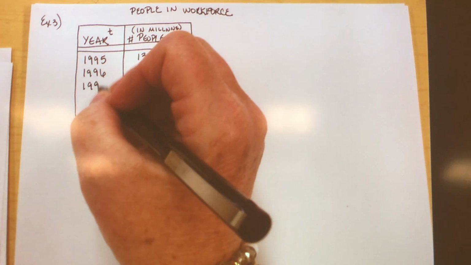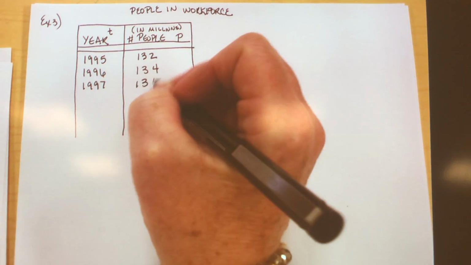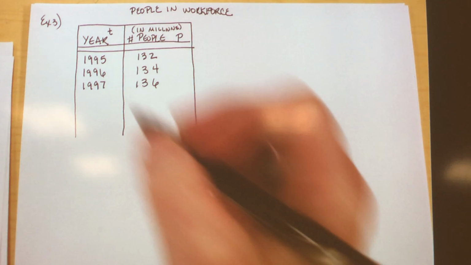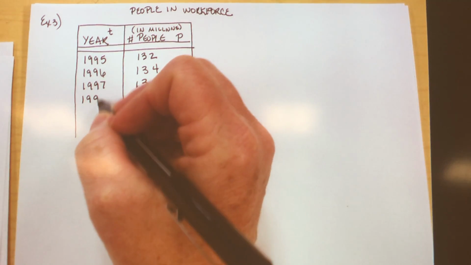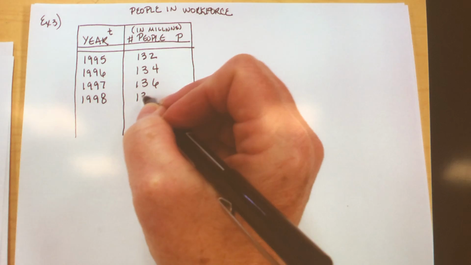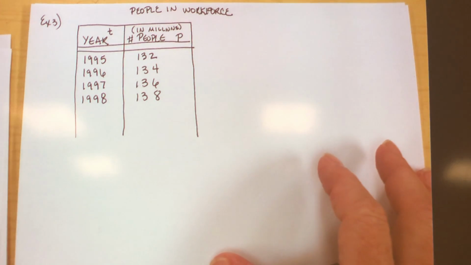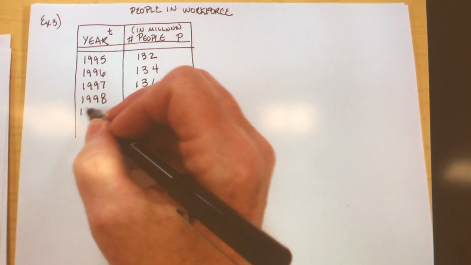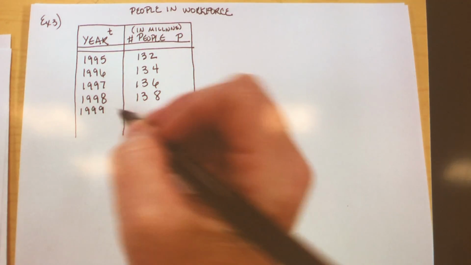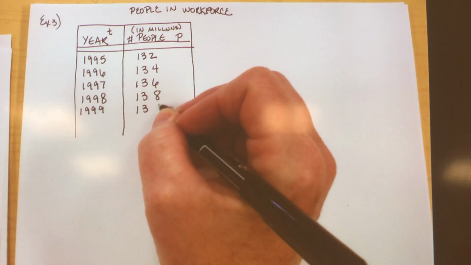1997, 136. Oh, I see a pattern. 1998, 138. It's going up by twos. It looks like it's very linear, doesn't it? But then 1999 rolled around and 139 people.